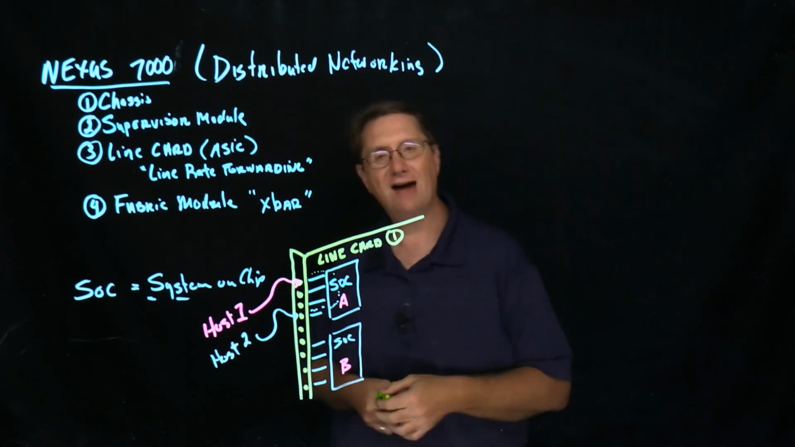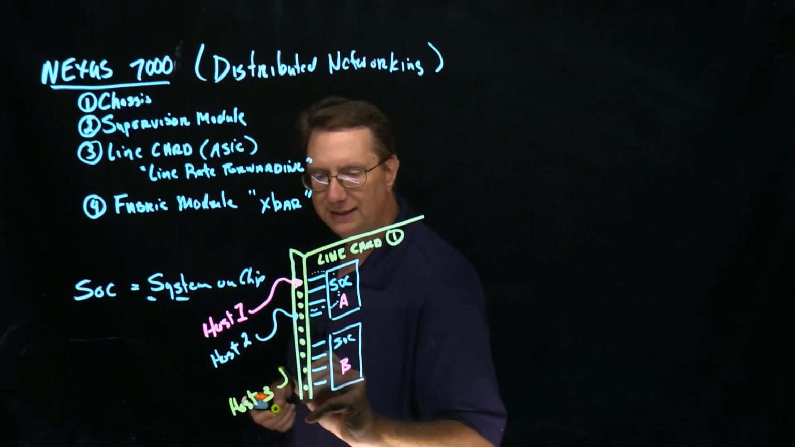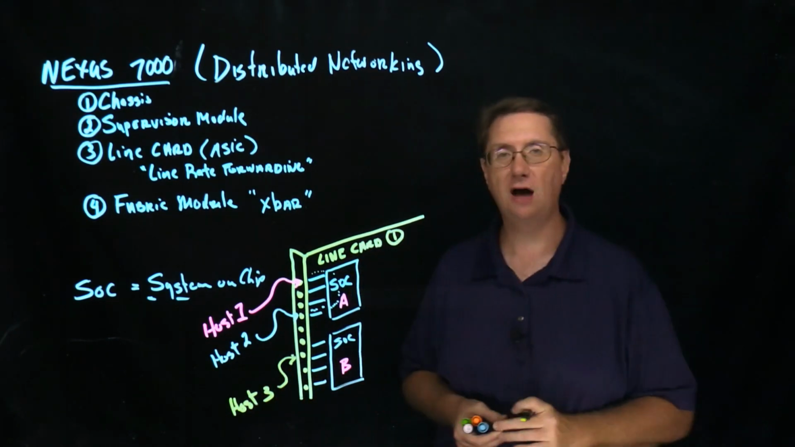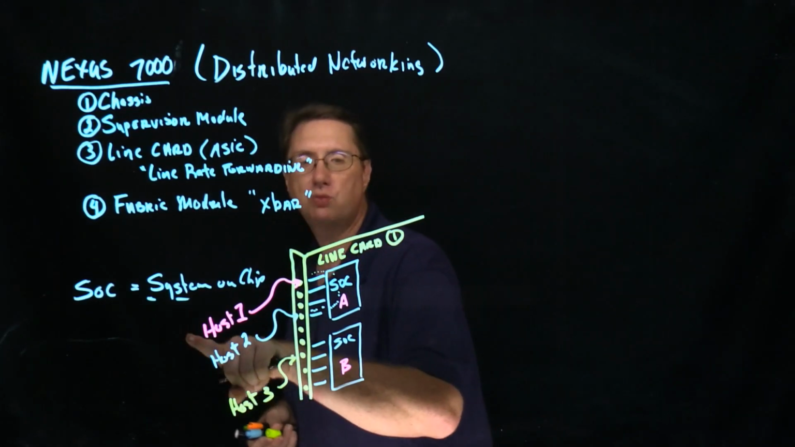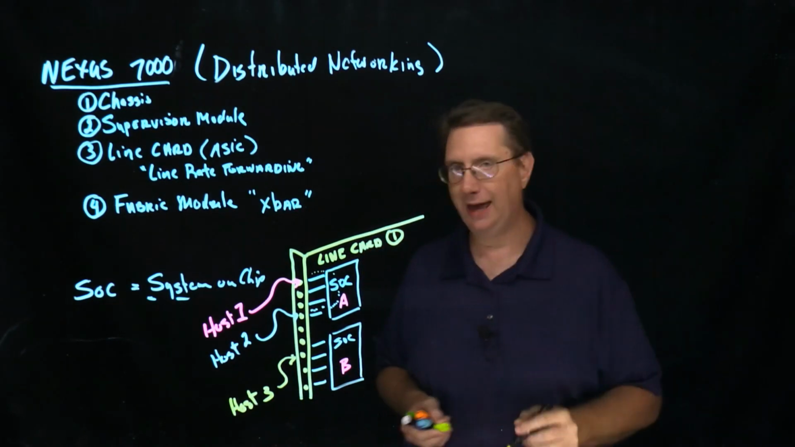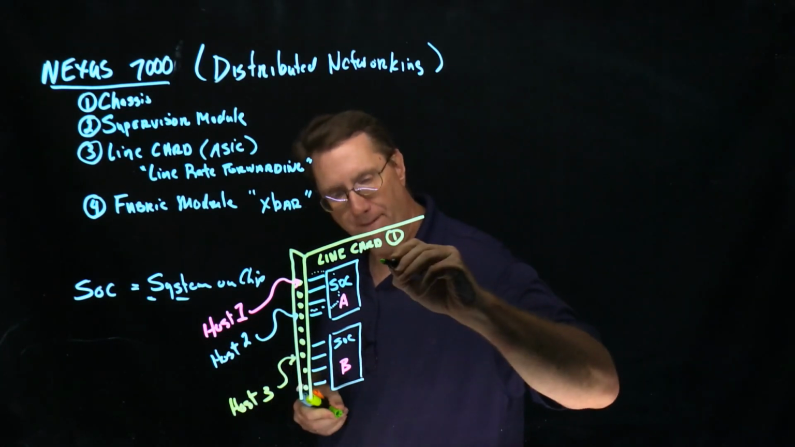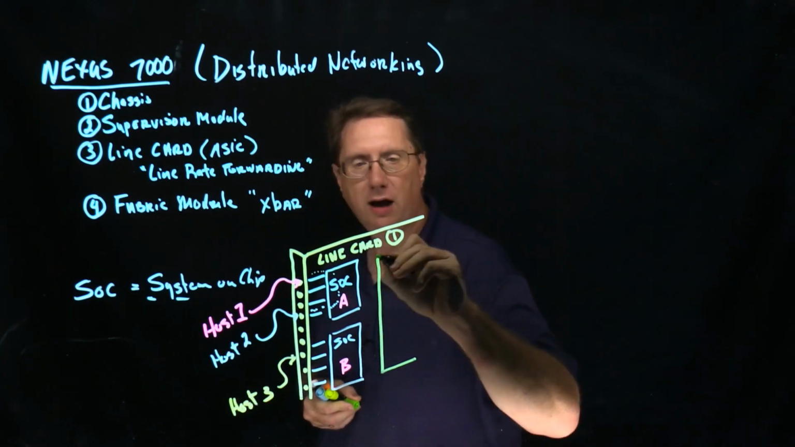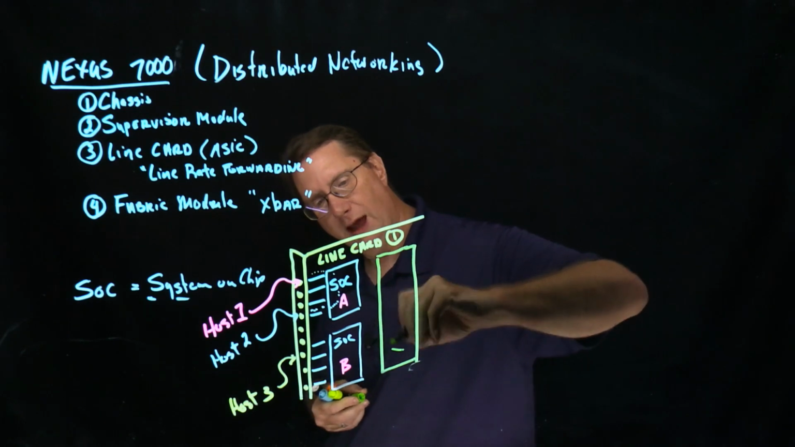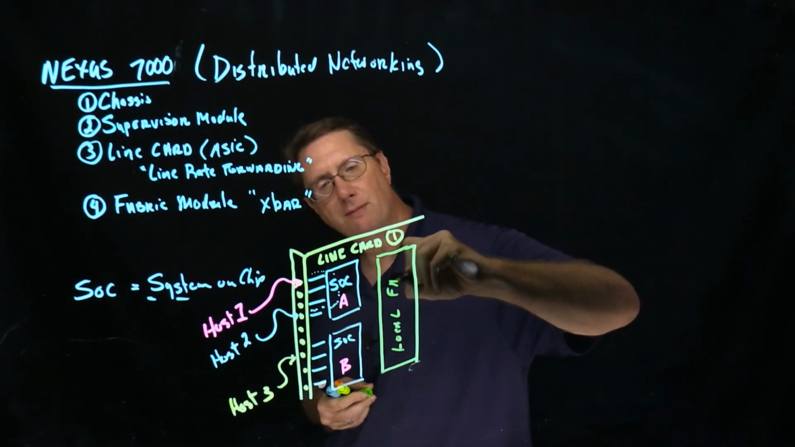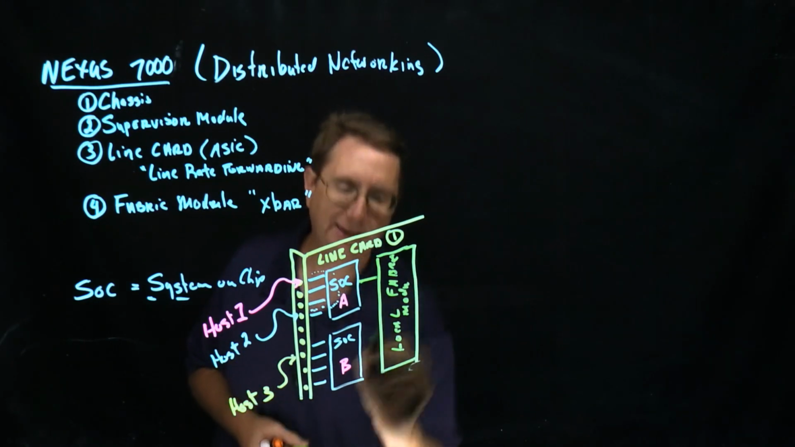But that begs the question, what if I have a third device? Let's say I have host 3. And let's say host 3 is connected to this interface, which is actually part of SoC B. And let's assume that host 3 that is directly connected to SoC B needs to talk to host 1 that is directly connected to SoC A. Well, every line card is also going to have integrated into it a construct called a local fabric module. And each SoC will be connected to the local fabric module.